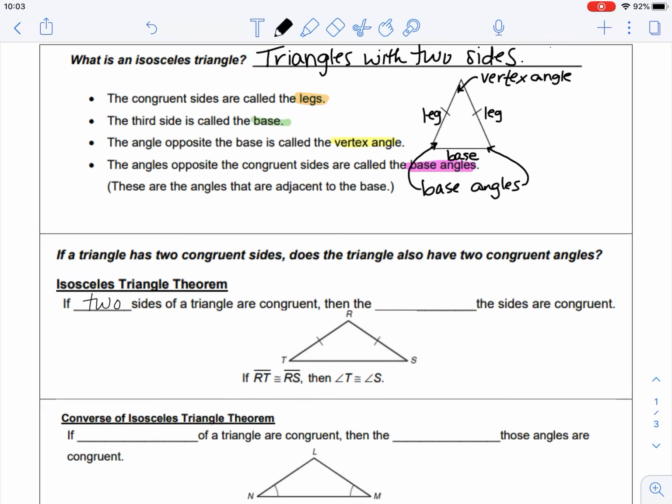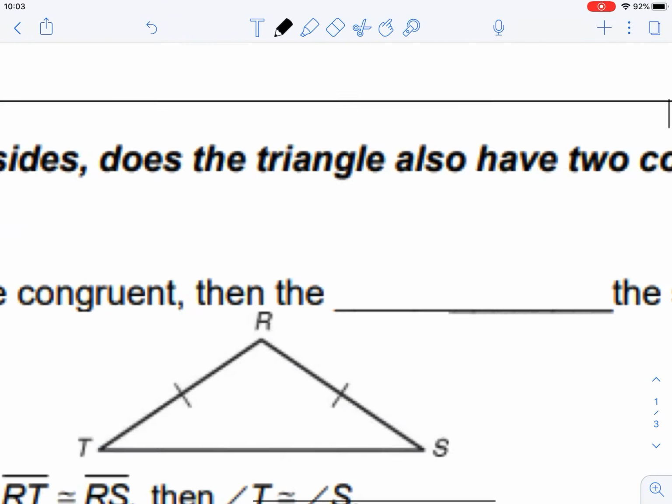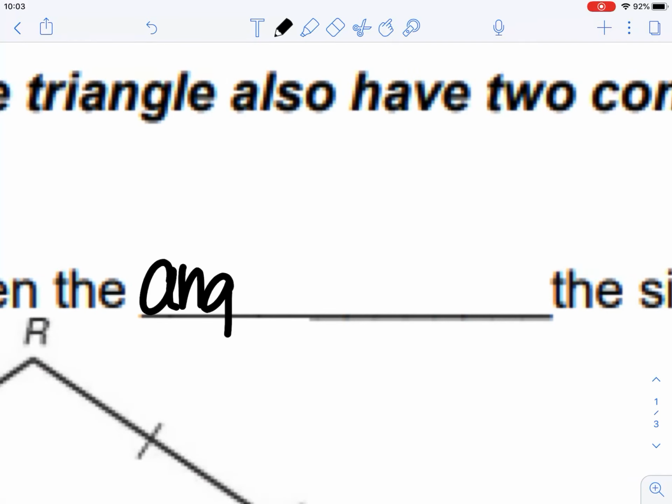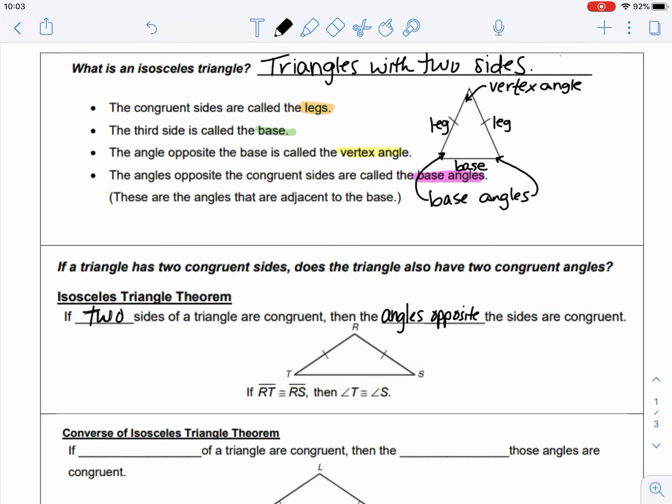We have a theorem that states if a triangle has two congruent sides, then the angles opposite those sides are congruent. So if two sides of a triangle are congruent, then the angles opposite the sides are congruent. In the triangle pictured below, we can see that RT is congruent to RS, therefore angle T is congruent to angle S. That's our isosceles triangle theorem.